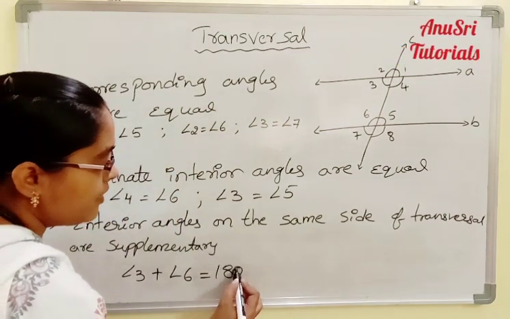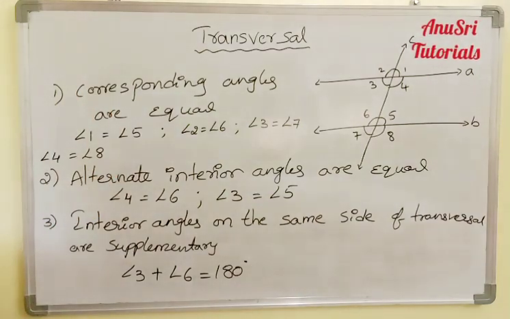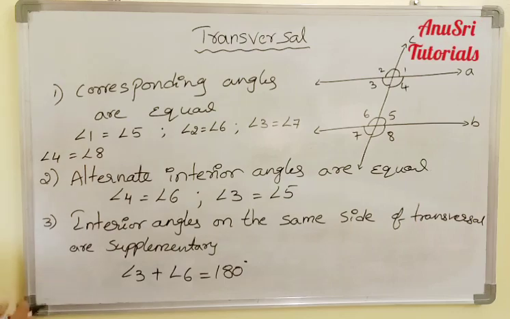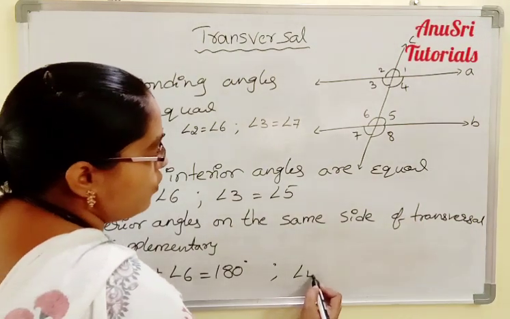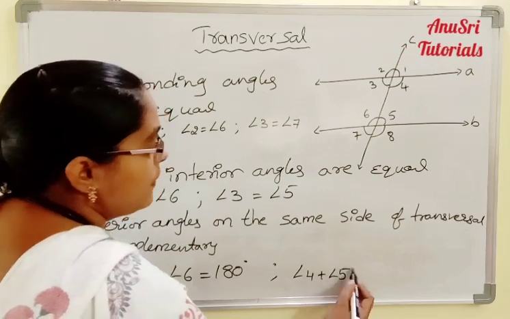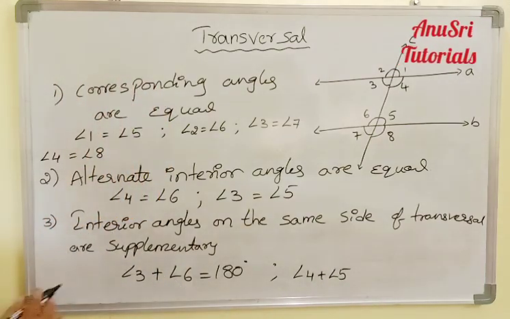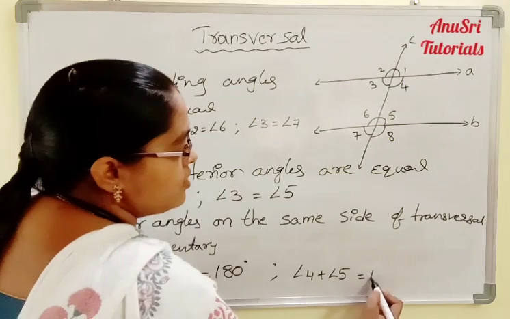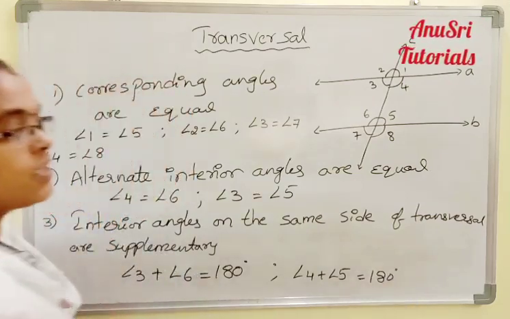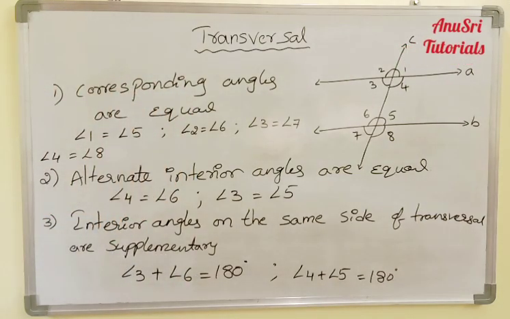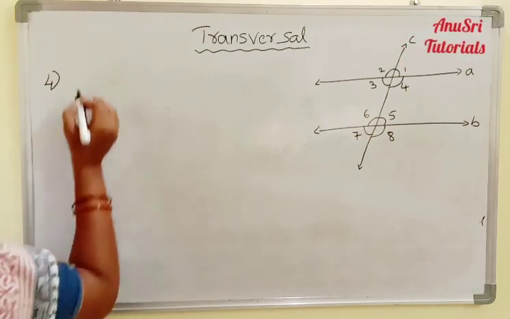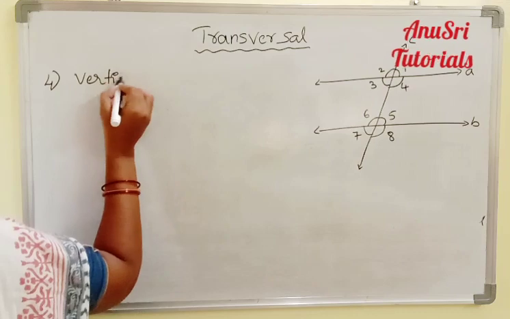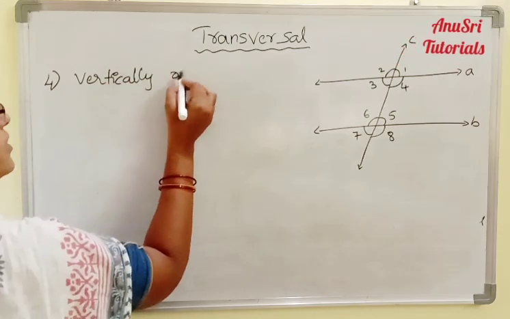In the previous class we learned what supplementary angles are. If the sum of two angles is equals to 180 degrees, then we call those angles supplementary. So the other set is angle 4 and angle 5, which are also interior angles on the same side of transversal. These two are supplementary to each other. The same condition works for exterior angles also. Now the fourth point is vertically opposite angles.